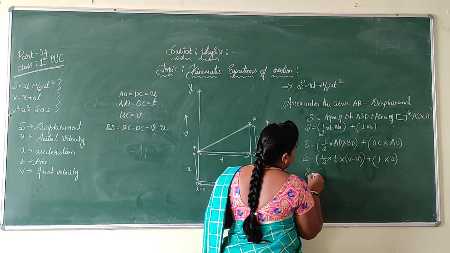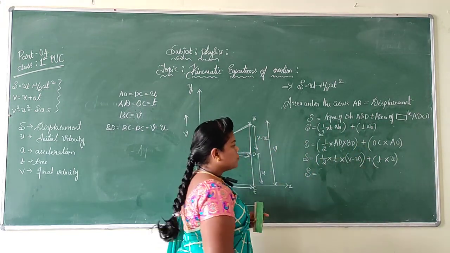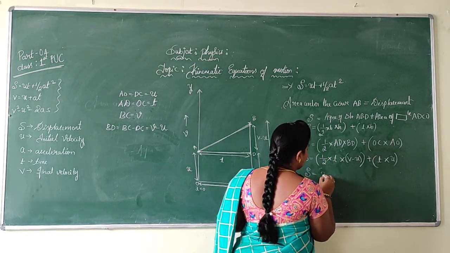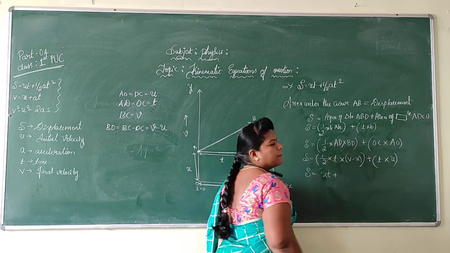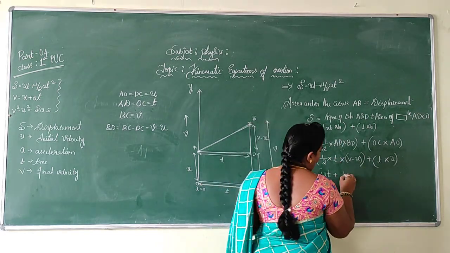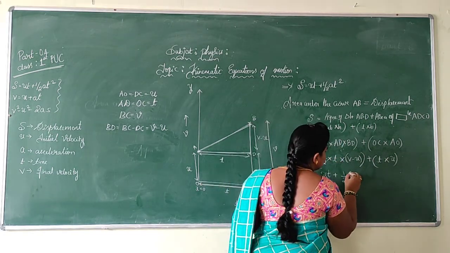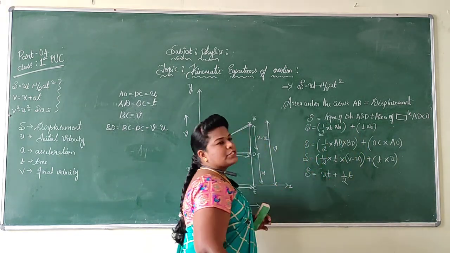S becomes equal to. Here it is UT, right? So just write U into T, which becomes UT, plus. Here it is half. Here it is T. Then what is V minus U?